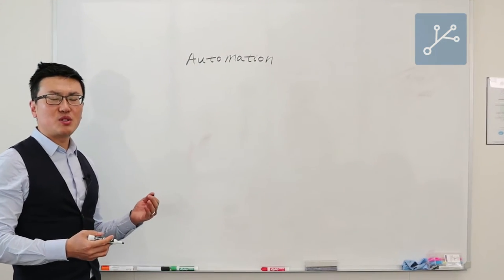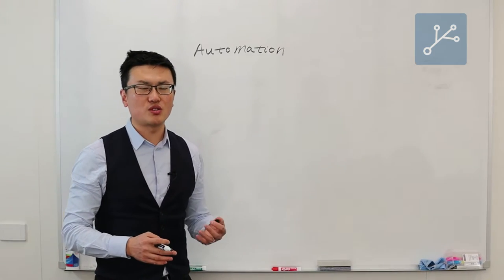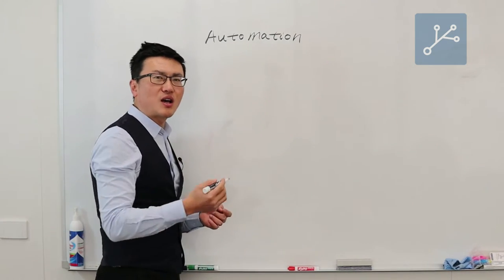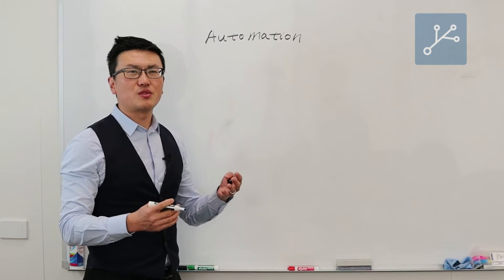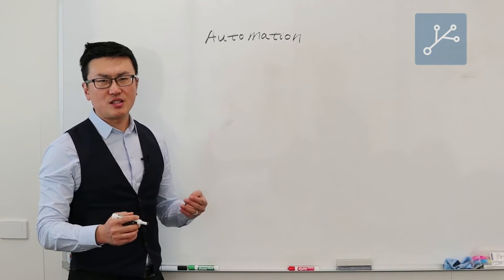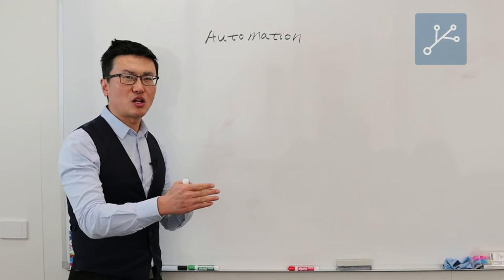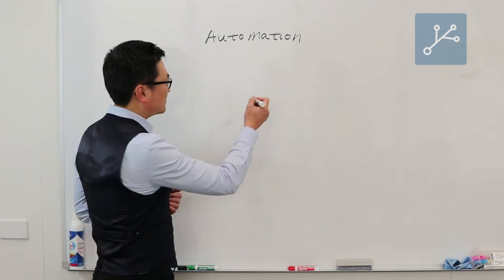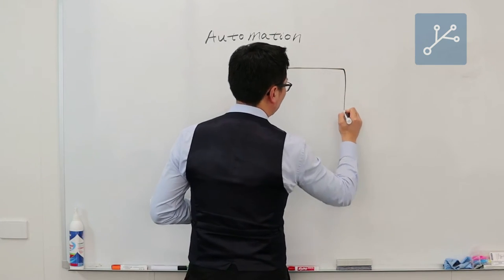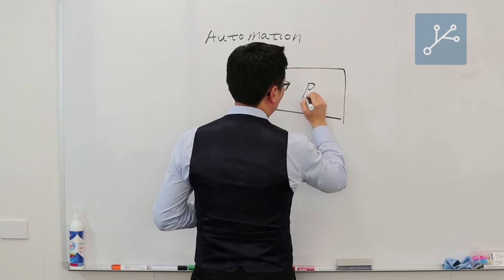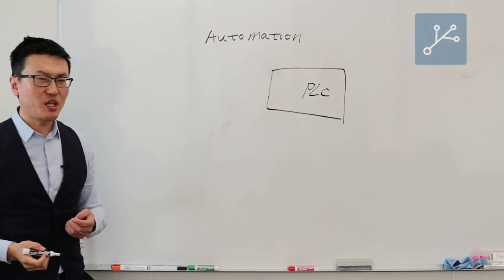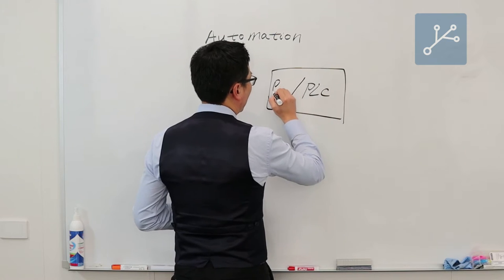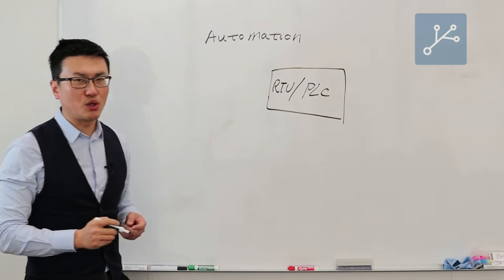So what is the difference between SCADA and a control system, and what does the control system consist of? A control system usually consists of a PLC or an RTU or some sort of intelligent electronic device on site that's sitting close to the assets people try to control. So we can call the PLC a component of a control system. And the RTU would also be a component of a control system.